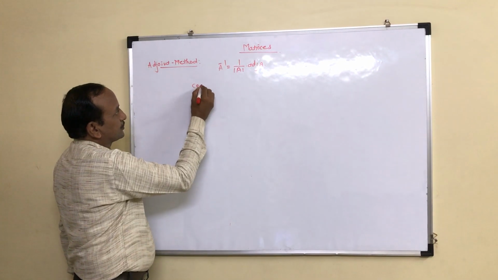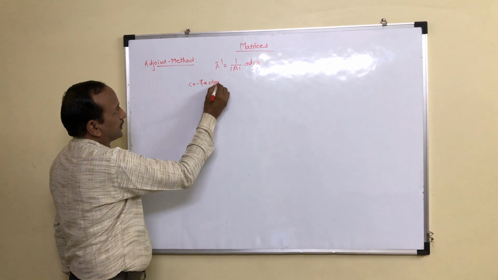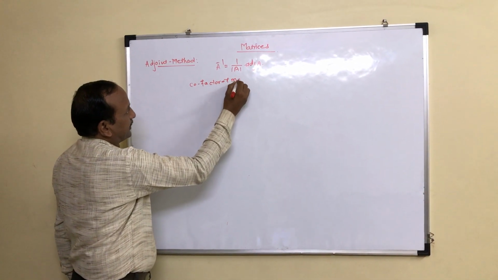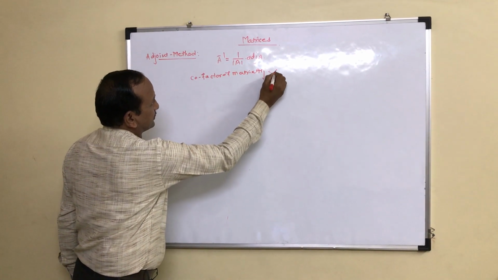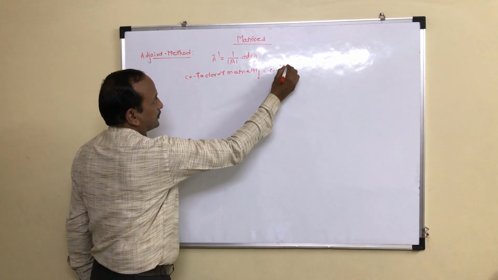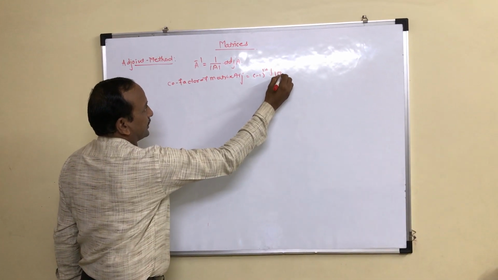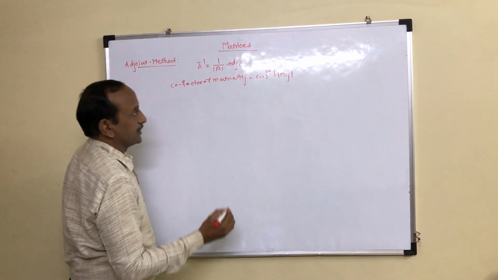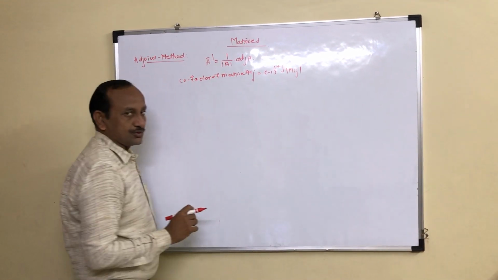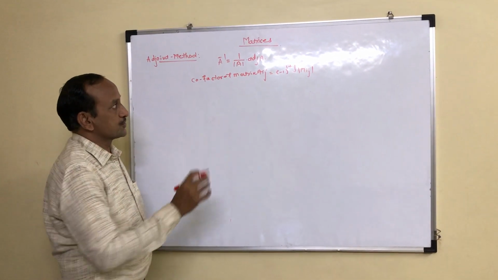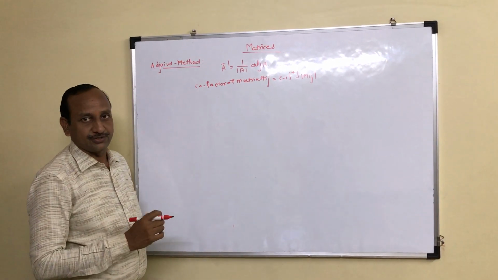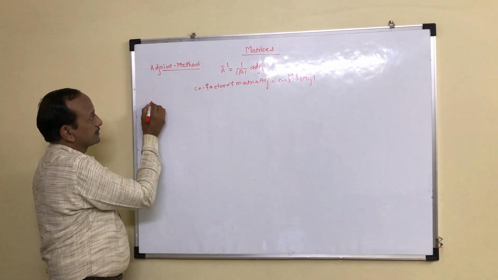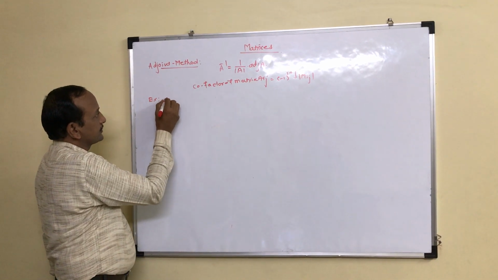Now find the cofactor of a matrix. Cofactor Aij is equal to minus 1 raised to power i plus j into Mij, where i denotes the ith row and j denotes the jth column. This is the method to find the inverse of a matrix by the adjoint method. Now take one example on this.